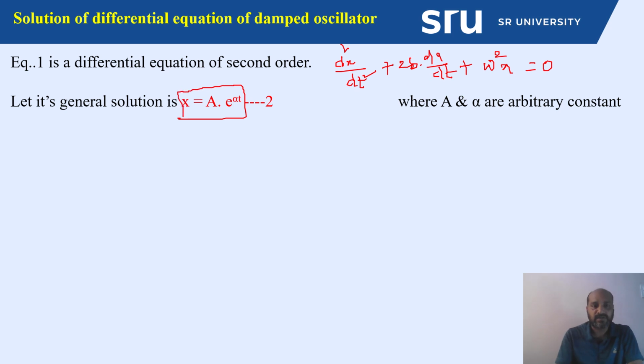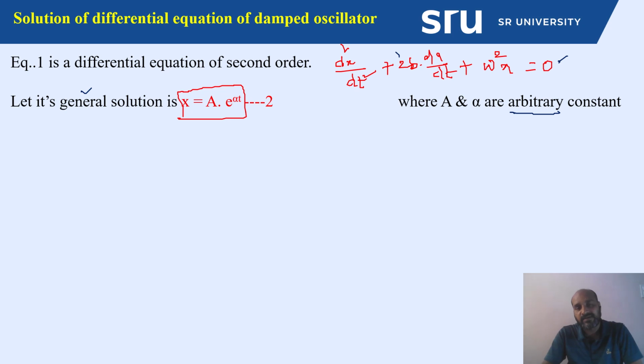And the general solution is, of course, x is equal to a e to the power of alpha t. What does it mean? If we substitute this in place of x in this second order differential equation, the result will be 0. That is what is meant by a solution. And of course, here a and alpha are some constants. We are saying they are arbitrary constants because some constant should be there, but we don't know that value, so we generalize it as a constant. We don't know the exact value for the system right now. So it is called the general solution.